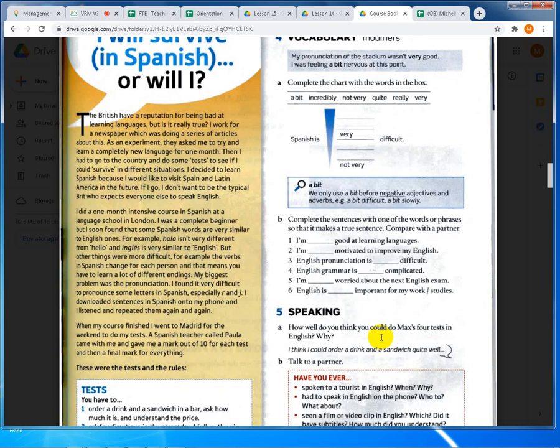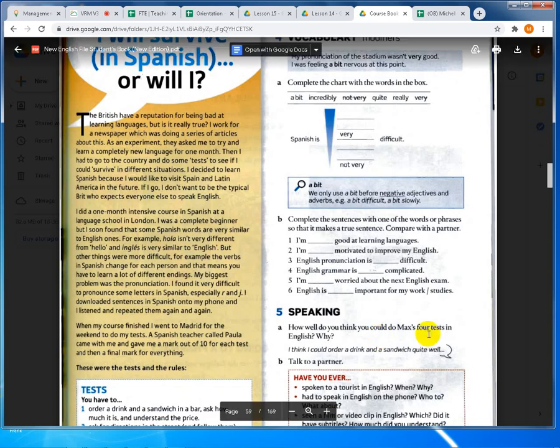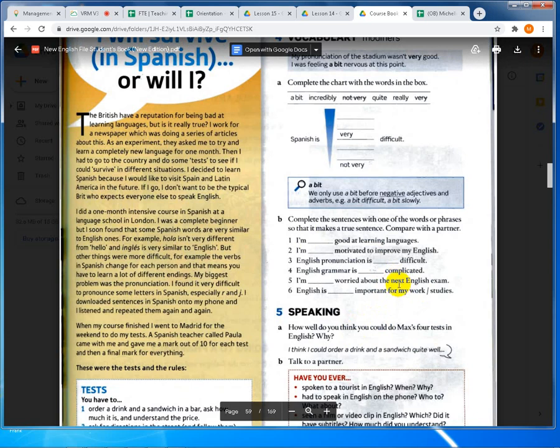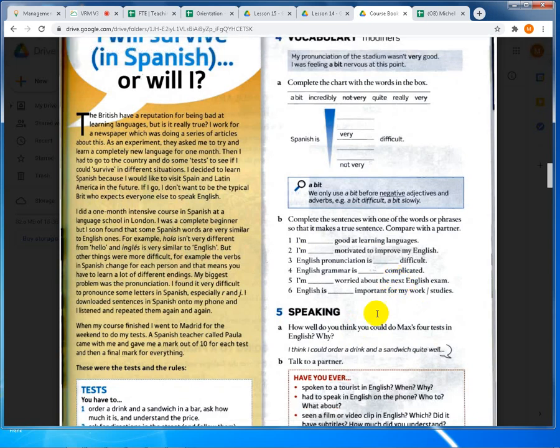Number five, I'm a bit worried about the next exam. Okay, very good. So you use a bit because worried serves as a negative adjective, right? So can you say again? Worried. Worried. Next. Let's have the last number.